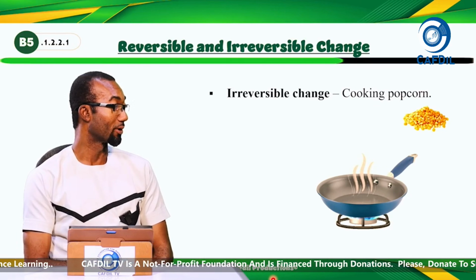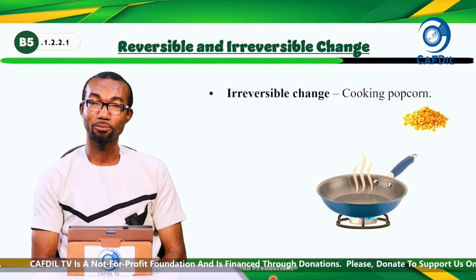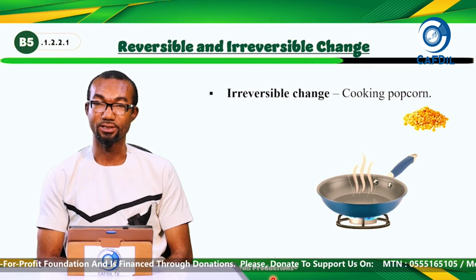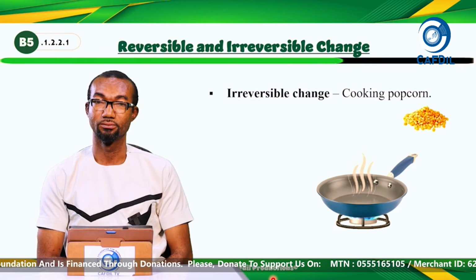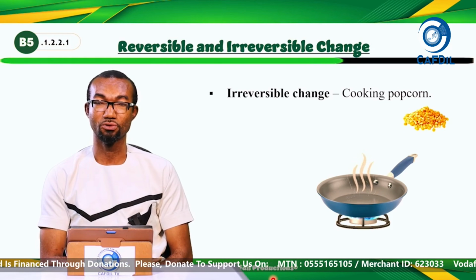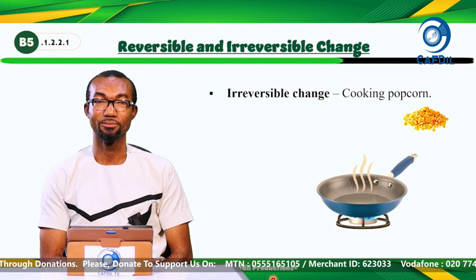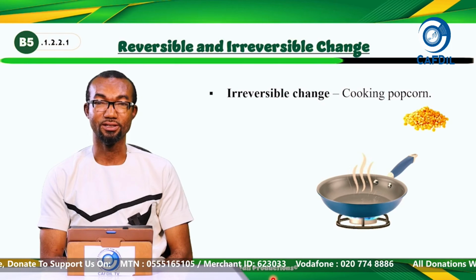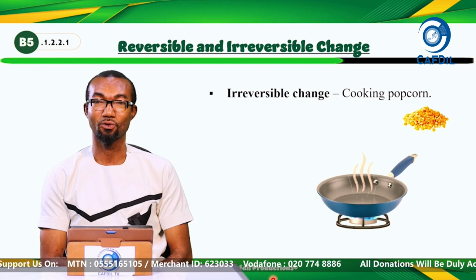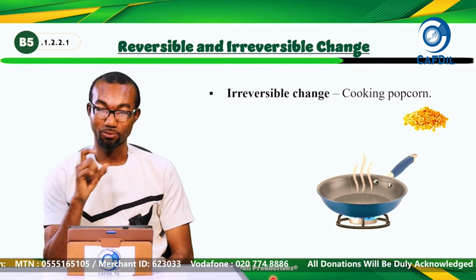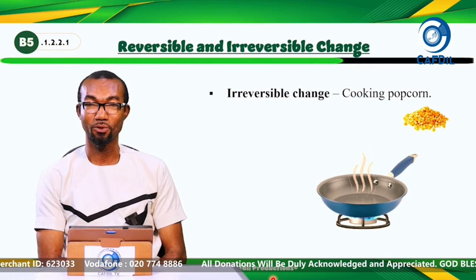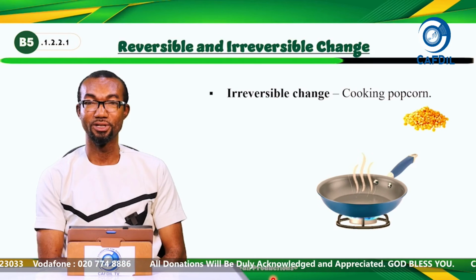Then cooking popcorn. We get popcorn from maize. Normally when we go to school, we learn British English. So in Britain, they call it maize. In America, they call it corn. But the word popcorn has become a word for us. So popcorn is made from maize.